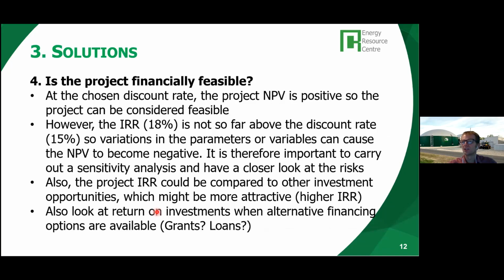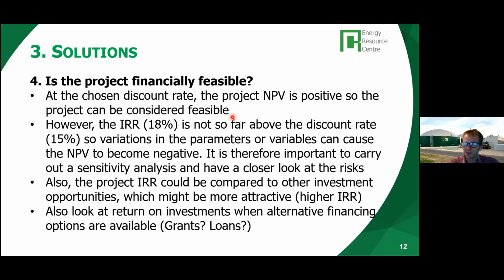And then the fourth question is: is the project considered financially feasible? In principle, having chosen the discount rate of 15%, and the internal rate of return being higher than this rate, it means that you have a positive net present value, and as such you could conclude that it's feasible.